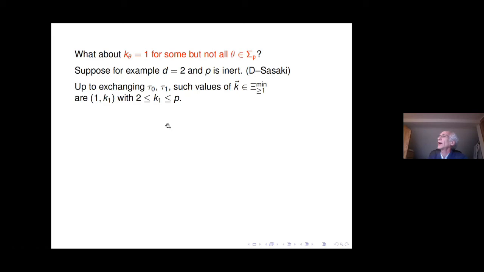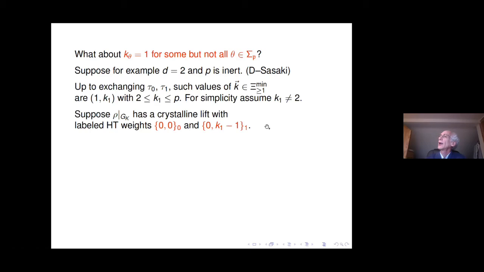And I've already talked about parallel weight one. So let's assume that k_1 is between two and p. And in fact, for simplicity, assume k_1 is not two. A lot of what I say works also for k_1 equal two, but there are some complications. And let's first figure out when rho has a crystalline lift with the corresponding labeled Hodge-Tate weights, namely all zeros corresponding to one of the embeddings, and zero and k_1 minus one at the other embedding. So this has nothing to do with being unramified.